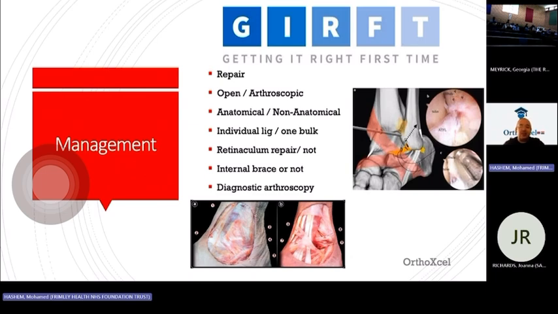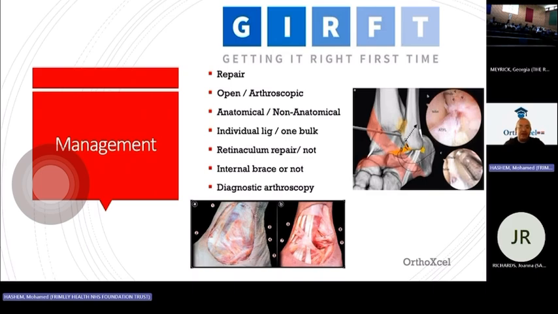Shall I repair individual ligaments or one bulk? We spoke about this when we explained the new era of anatomy. We need to understand the superior and inferior bundle of ATFL, and the conjoined tendon between the inferior bundle and the calcaneofibular. Will I repair the retinaculum or not, which is the Gould modification? In my hand, I repair the retinaculum. Evidence says it doesn't make a big mechanical advantage.